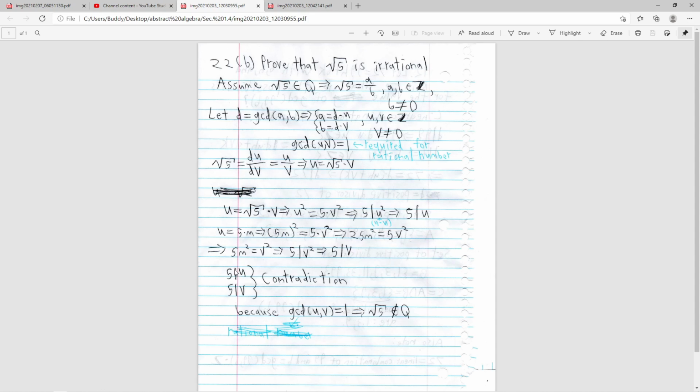Point is, you get 5 divides u and 5 divides v, which is a contradiction, because the GCD of u and v is supposed to be 1. But this contradiction implies that the square root of 5 is not in Q. Therefore it has to be irrational.